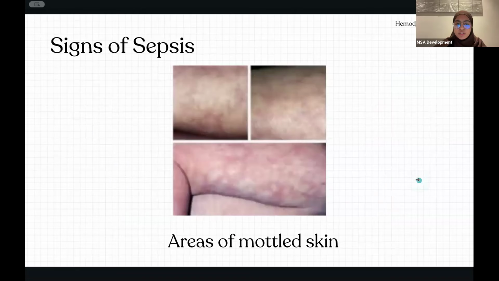Okay, moving on to the last picture. Signs of sepsis. What is sepsis in the first place? I want you guys to answer this first because it's important. It's a life-threatening organ dysfunction caused by a dysregulated host response to an infection. And this is a sign of sepsis, areas of mottled skin. This is how it would look. If they give you an MCQ with a case that resembles sepsis and then they put this picture, you know what the answer is now.